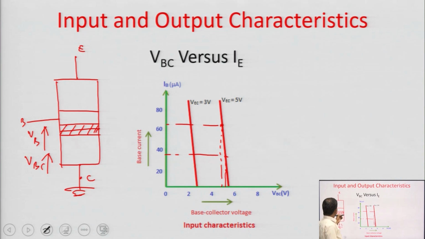This means that due to the increase in the depletion layer, the number of holes, or the number of majority carriers, at the base layer will decrease. This means the recombination current will decrease. This means the base current will decrease. So, this is the reason why, if we increase the VBC, the current decreases here.